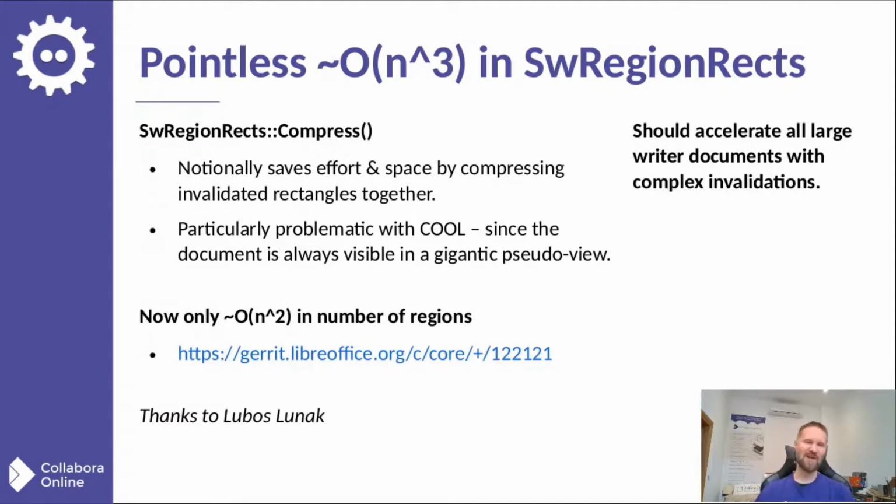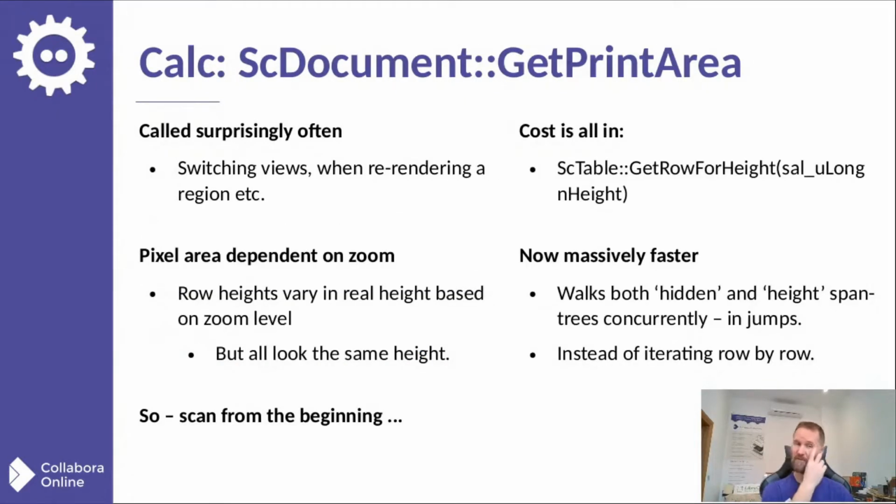Lubosh has also tackled this horrible region compression. So there's an optimization here that notionally saves time and space by compressing these rectangles of invalidation together, so you can produce one nice thing. But this turned out to be at least cubic in the number of region rectangles, and since there's quite a lot of them, this could just blow performance right out of the water. And so this should improve all large Writer documents with complex invalidations, even in the PC version.